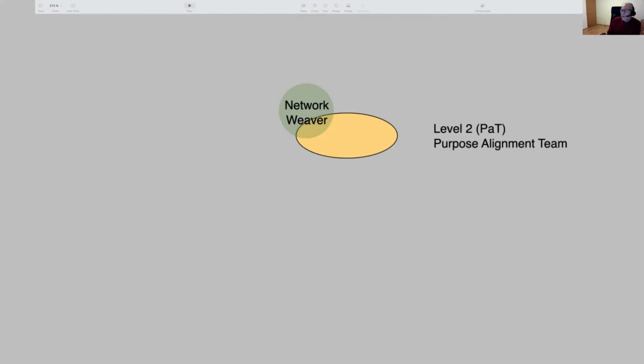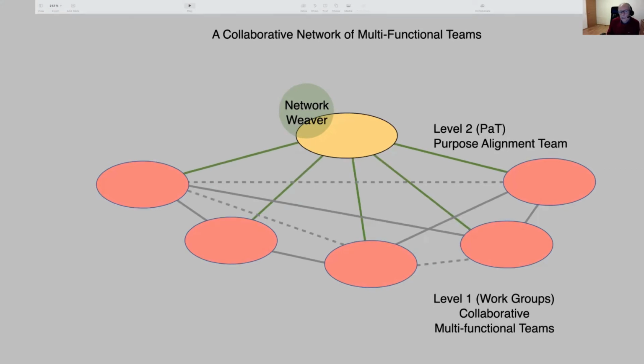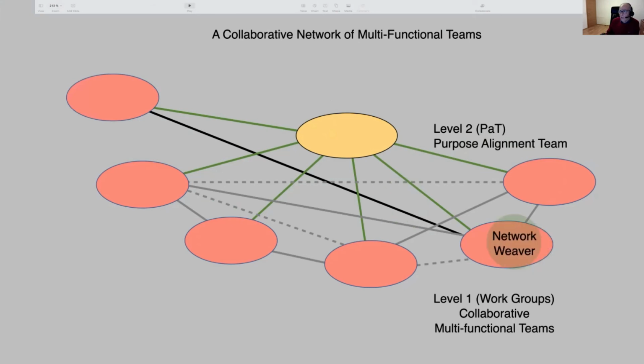The network weaver is an equal member of the level 2 purpose alignment team and is maintaining a collaborative network of multifunctional teams. This includes building a new relationship as the work groups increase or are reduced at the end of a project, for example. Removing or redirecting redundancies is an important departure from many other network approaches where the focus tends to be about continually building the network. So let's look at this role in more detail.